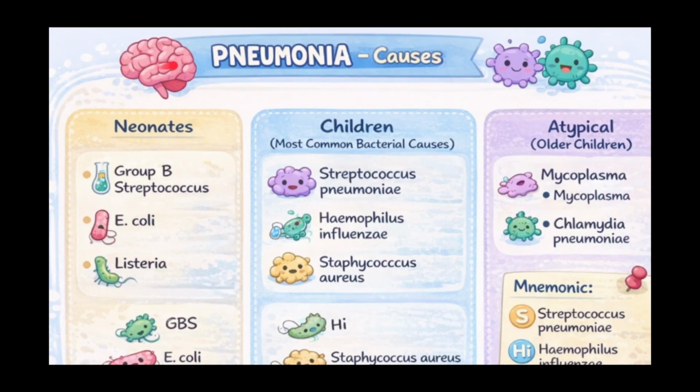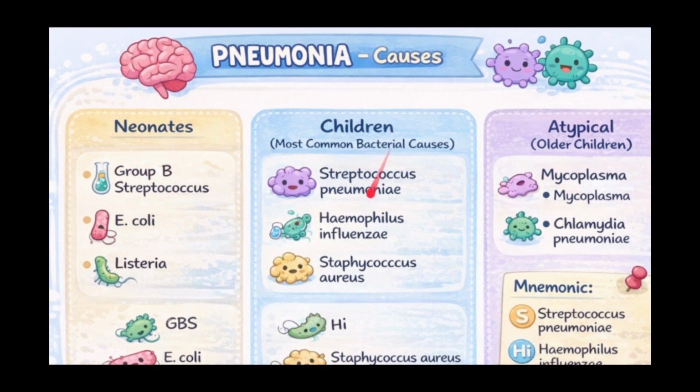So in pneumonia, the causes depend upon basically the age. Neonates, children, and atypical pneumonia that is mostly common in older children. So in neonates, the cause is BELL. This BELL mnemonic is used for group B Streptococcus, E. coli, Listeria monocytogenes, and these are the same organisms that cause meningitis in neonates.